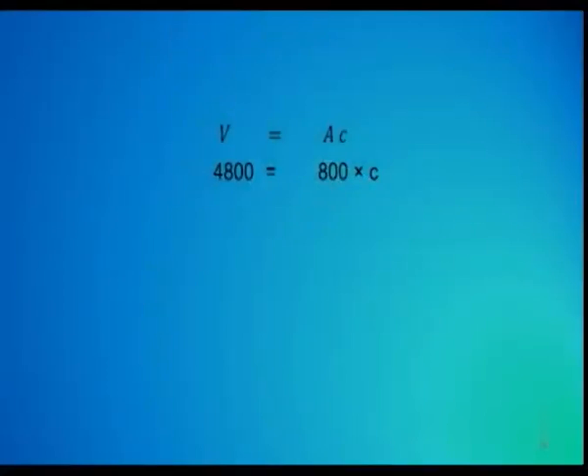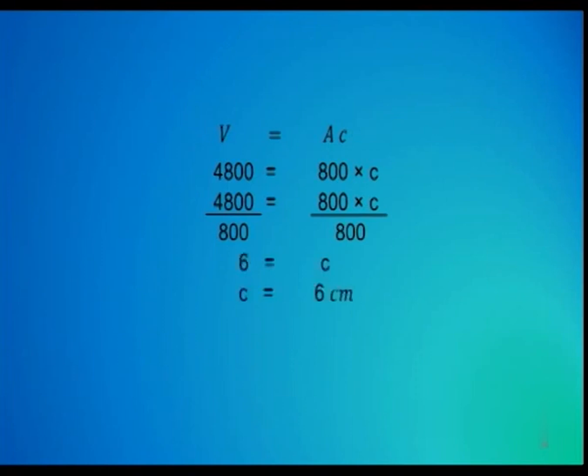Now we have the volume in cubic centimeters and also we have the area in square centimeters. Now tell me, what is the suitable formula for this question? Yes, the second formula, V equals A times C. Let's substitute the values. Volume is 4800 and area is 800 and we have the letter C. Okay, you have to remove this 800, so divide both sides by 800. If you divide 4800 by 800, you get the value 6. So, the height of this cuboid is 6 centimeters. Okay, children.